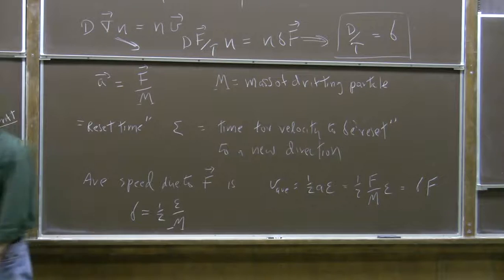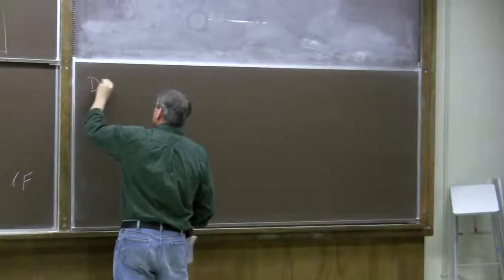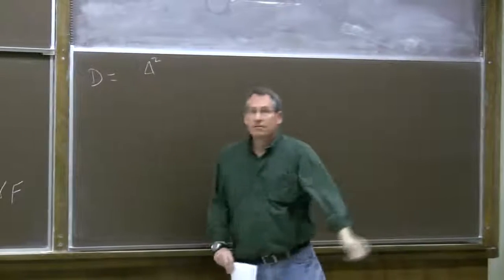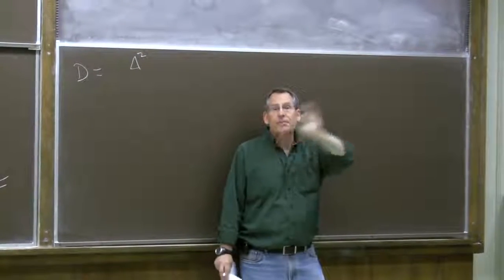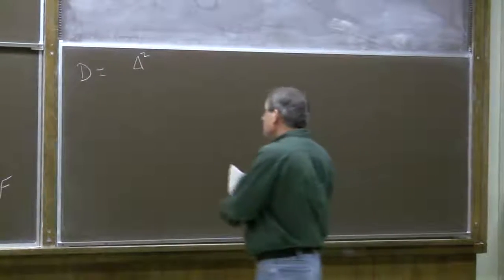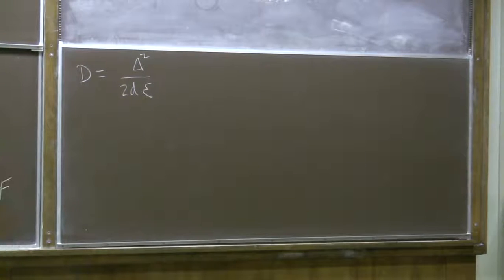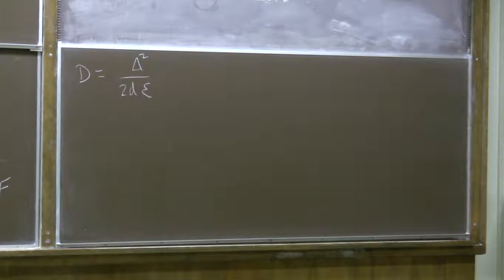Now suppose we use the model in which the diffusion constant in terms of the reset time and the mean free path, in D dimensions, can be the spatial step size, the distance the particle goes before its velocity gets reset, divided by 2D times the reset time. What I said over here.